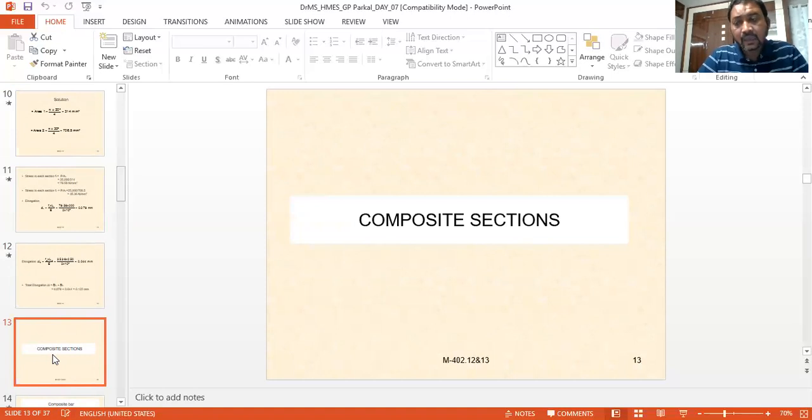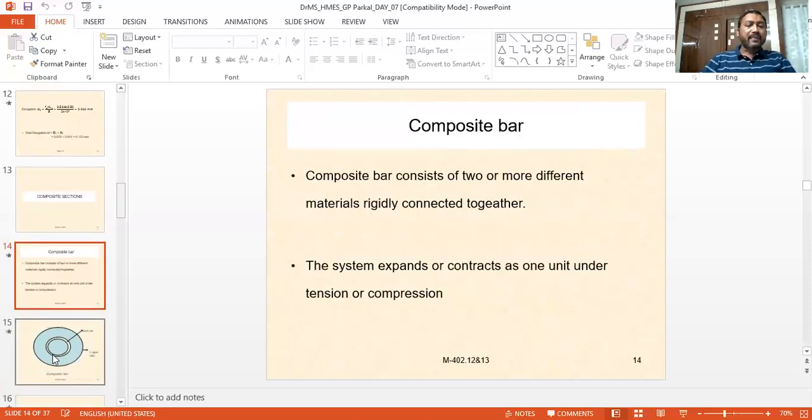Next, the composite sections. Just now we have discussed sections having uniformly varying cross-sectional areas. Now this is called the composite section. So here, if a bar is made up of two or more different materials and rigidly connected together, then that bar is called a composite bar.